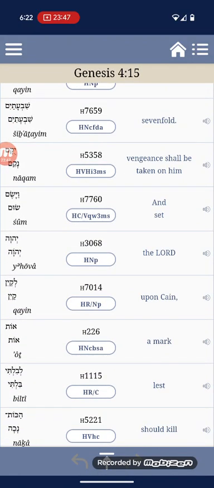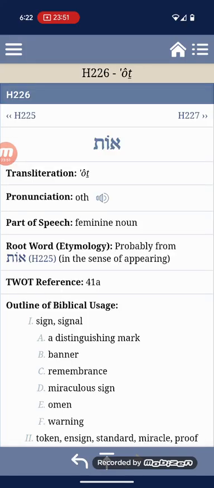And it is H226. And I'll give you a pronunciation of it. Strong's H226. Oath. All right, and it's pronounced oath, just like an oath that you take when you're going to court, or being sworn into a position.